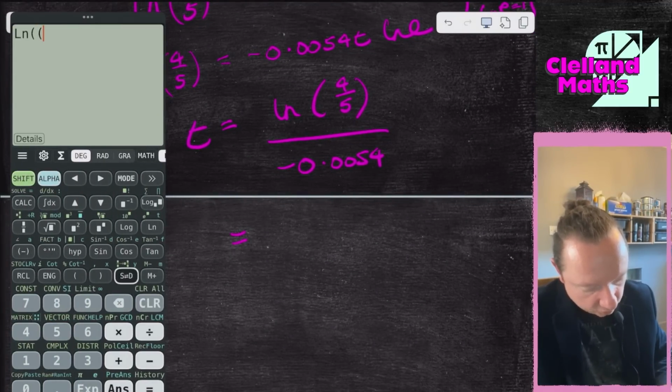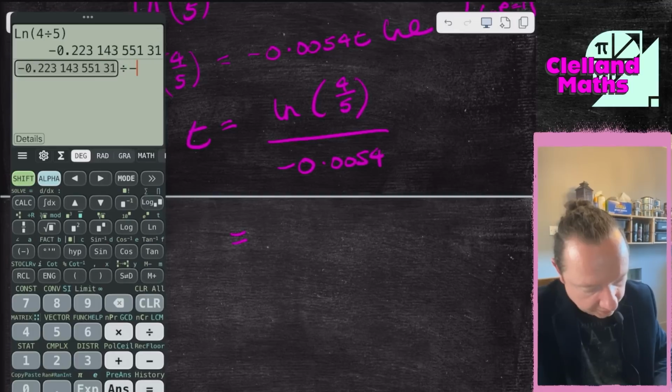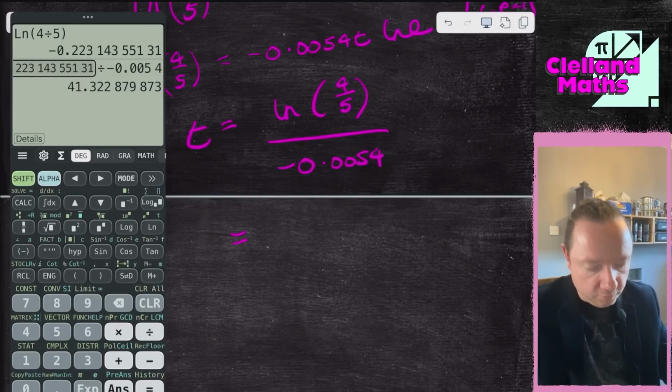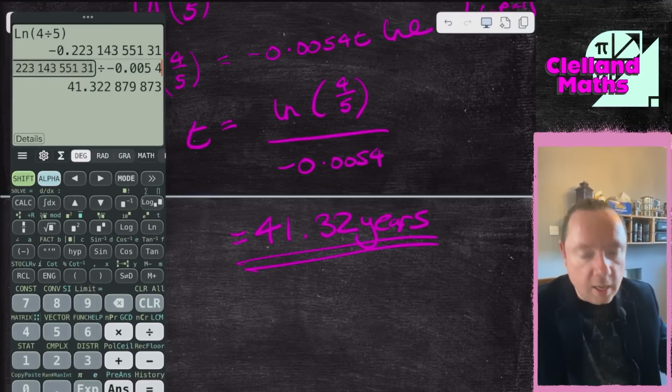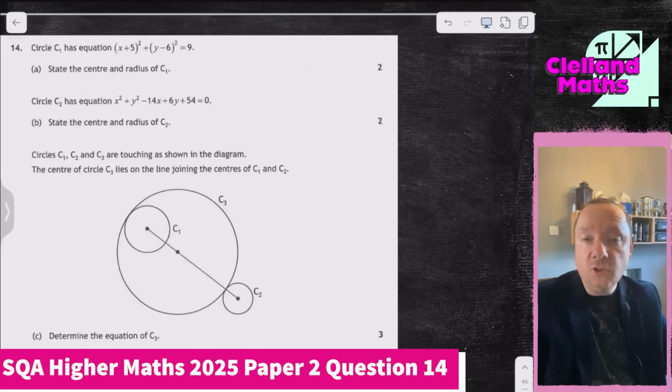Get your calculator. ln bracket, I've already got a bracket, 4 over 5 equals that. I'll press then divide, minus 0.0054, 41.32 roughly. And it was in years. And we're done there. SQA Higher Maths 2025, Paper 2, Question 14.